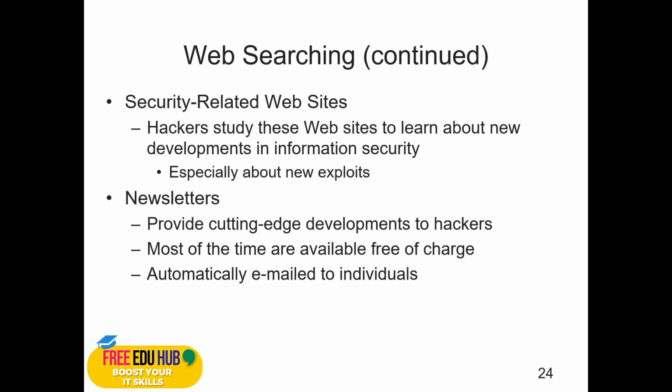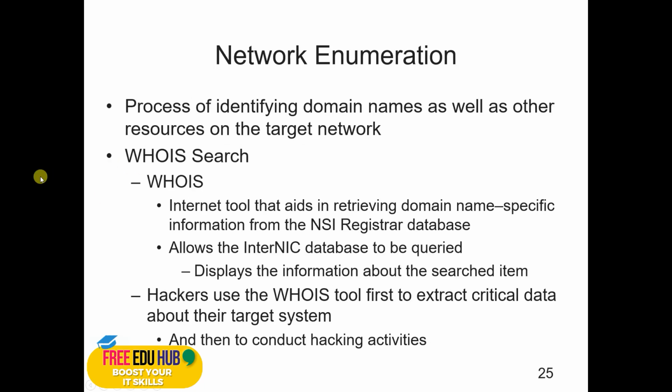Now, security related websites: hackers study these websites to learn about new developments in information security. Rather, they'll find the weaknesses and announce them on their website. Newsletters provide cutting edge developments to hackers most of the time and are available free of charge, automatically emailed to individuals. Now, network enumeration is a process of identifying the domain names as well as other resources on a target network. Now, we'll be using Whois Search, which is an internet tool that aids in retrieving domain name specific information from the NSI registrar database, which is an international database of registering all domains. It displays the information about the search items. Hackers use the Whois tool first to extract critical data about the target system.